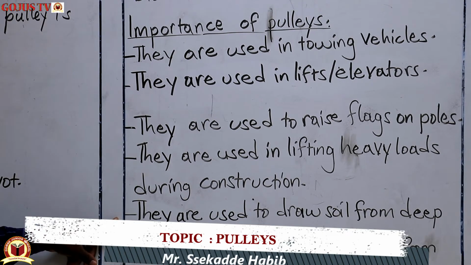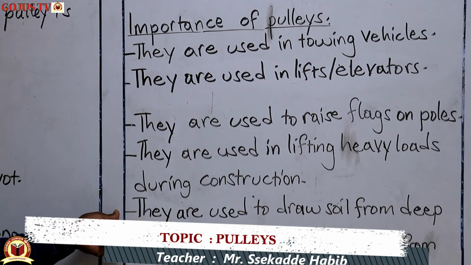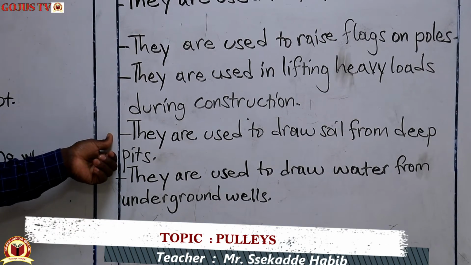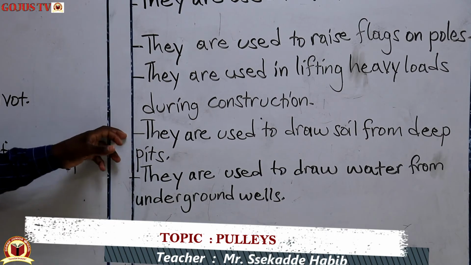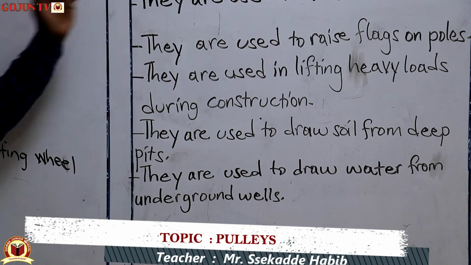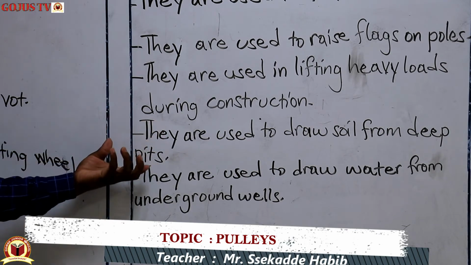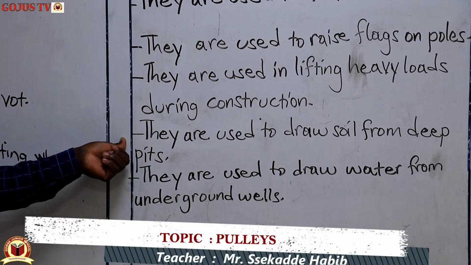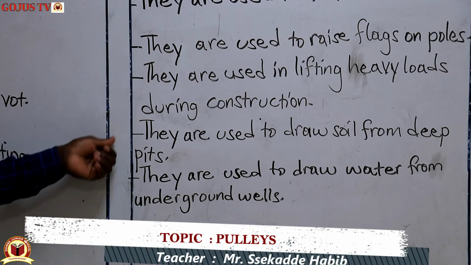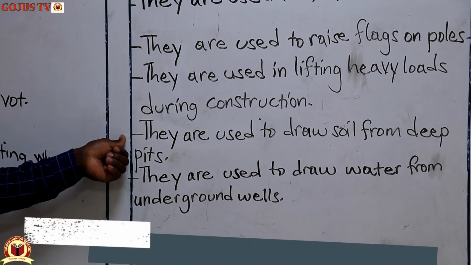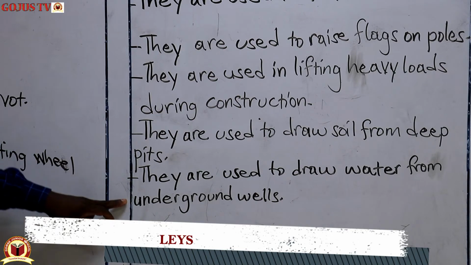Then we can say they are used to draw soil from deep pits. Just in the previous session, we looked at wheel and axle, where we had a windlass. So some of you may get surprised. Some of these machines will appear in very many groups. You'll find that it appears in the wheel and axle, then it comes back even here. So this is one of the uses. They are used to draw soil from deep pits. When you reflect on the structure of a windlass and how it removes water from under the ground, it is the same way that the soil is removed from deep pits as they are digging deep holes. Then they are used to draw water from underground wells.